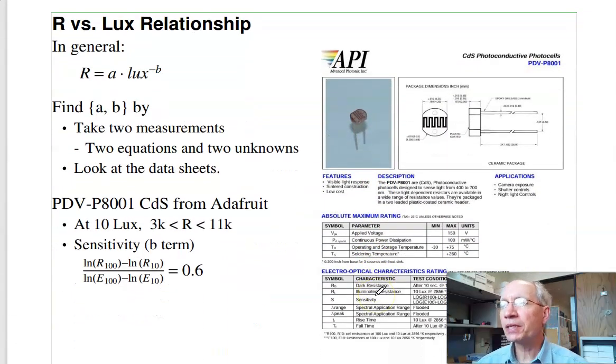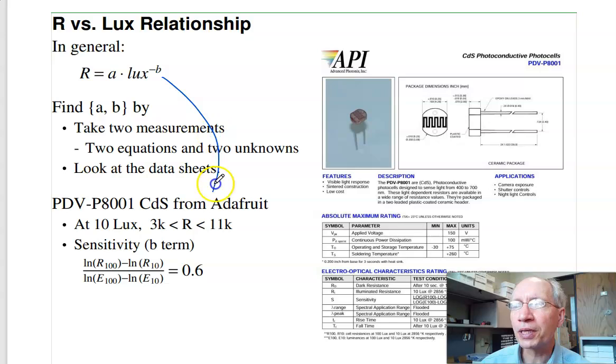The relationship in general for a light sensor is R equals A times lux to the minus B power. A and B are constants that vary with each sensor. If you pull up the data sheet for the PDV-P8001 sensor, it tells you that at 10 lux, the resistance is between 3K and 11K. It's a lot of variation. The sensitivity, the log of the resistance at 100 lux minus the log at 10 lux, over the log of 100 lux minus the log of 10 lux, is 0.6. That's this term right here.